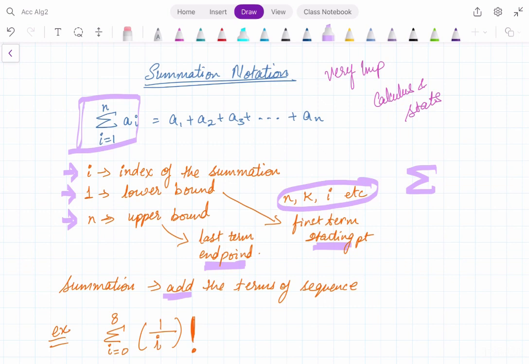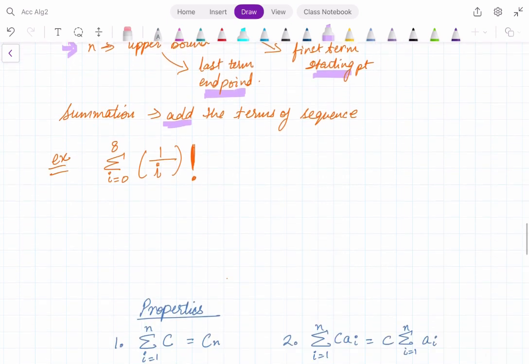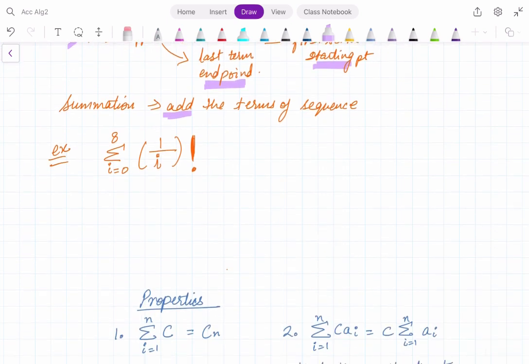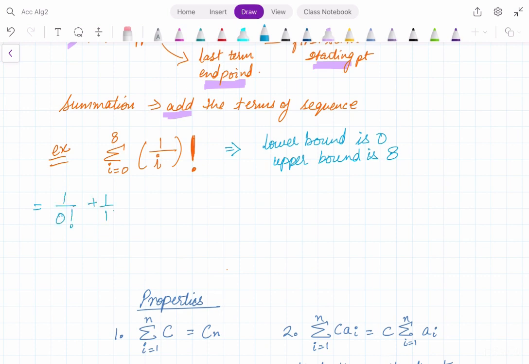Every single time you will not get the upper bound as n. It can be k, it can be i, or it can be any number. So let's take this example. We have a summation. i is the index, and the lower bound is 0. What is the upper bound? Upper bound is 8. And they are using the factorial in this case: 1 over i factorial. So what they are trying to say is, start plugging the value of i as 0 and go all the way to 8. It is a summation, so you are adding everything. So 1 over 0 factorial, 1 over 1 factorial, 1 over 2 factorial, 1 over 3 factorial, 1 over 4 factorial, and so on, all the way to 1 over 8 factorial.